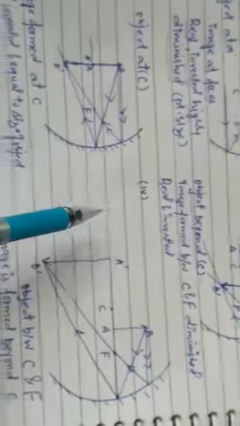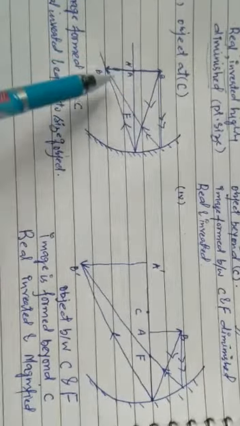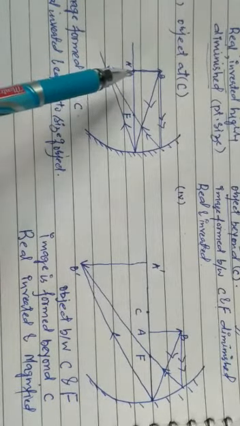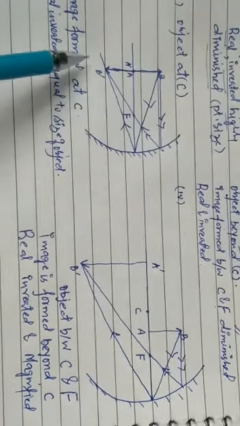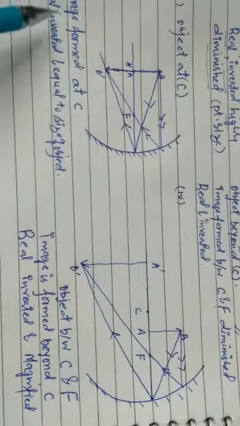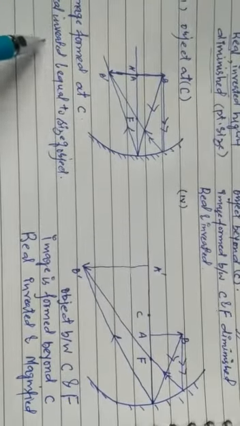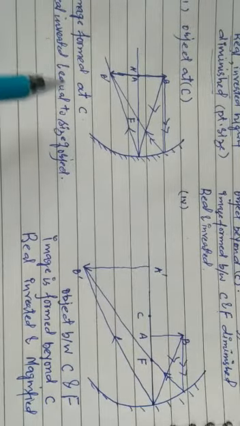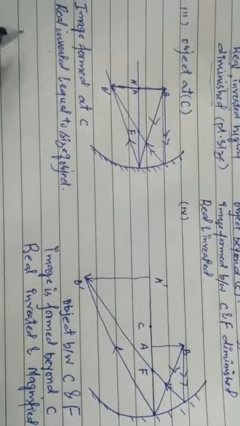Then we are having another two types which we have already discussed. That is the object at C, the center of curvature. Once the object is at the center of curvature, we took a ray which is parallel to the principal axis. After reflection, it passes through the focus. Another ray which is incident at the pole moves like this, such that in this very case the image is formed at C. It is a real image, an inverted image, and equal to the size of the object. So real, inverted, and equal to the size of the object, these are the images which we have formed.